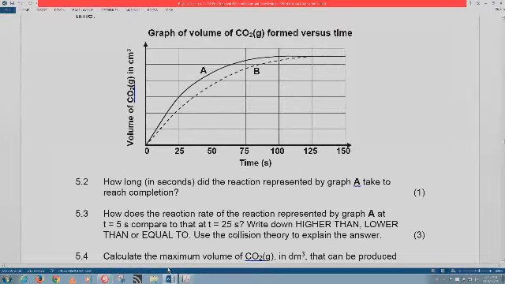And then 5.3: how does the reaction rate of the reaction represented by graph A at t equals 5 seconds compare to that at t equals 25 seconds? Write down higher than, lower than, or equal to, and then use the collision theory to explain the answer, for 3 marks.